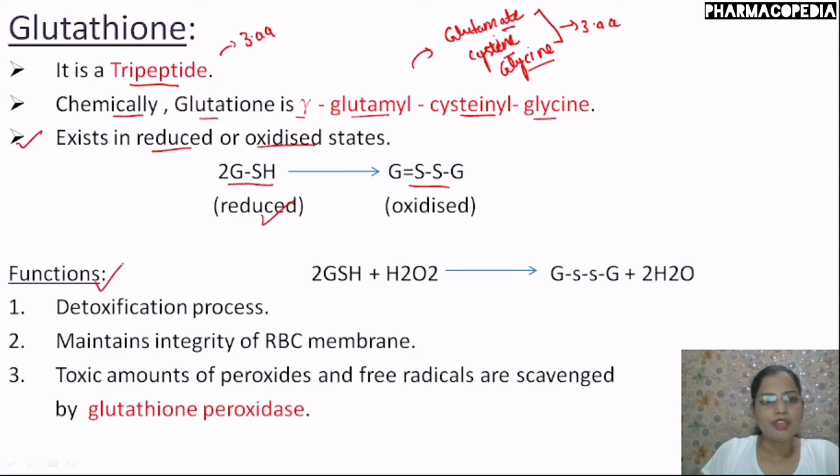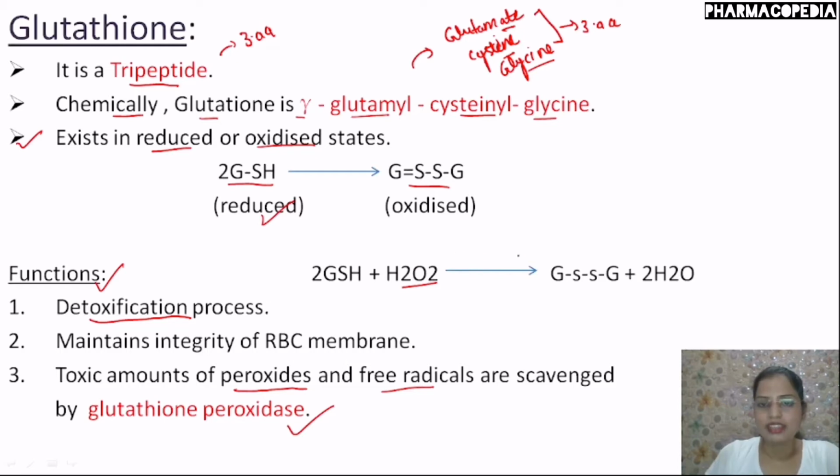When I talk about the functions of glutathione, it is basically engaged in the detoxification of what? It is involved in the detoxification of peroxides such as hydrogen peroxide and free radicals in the presence of the enzyme glutathione peroxidase. This enzyme is of great significance. We'll be seeing the function of this enzyme later on in the video. Through this, you can see how the detoxification actually occurs.